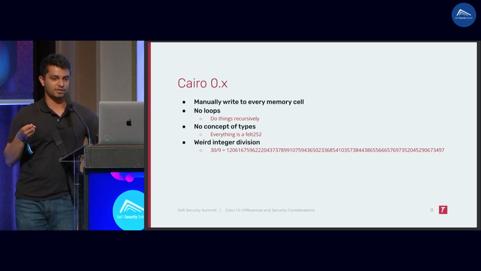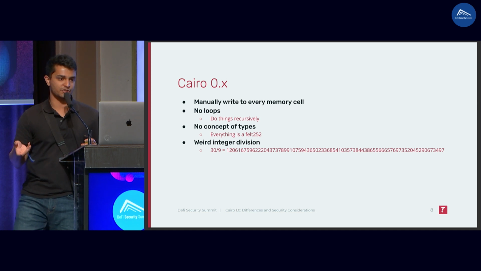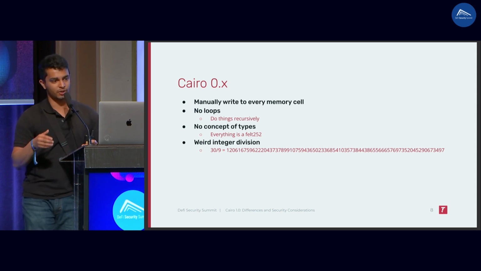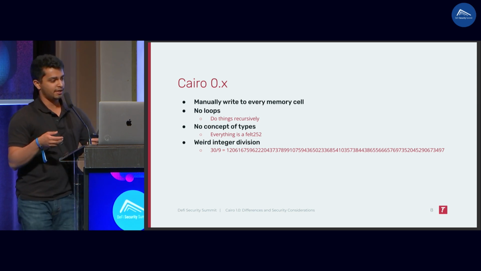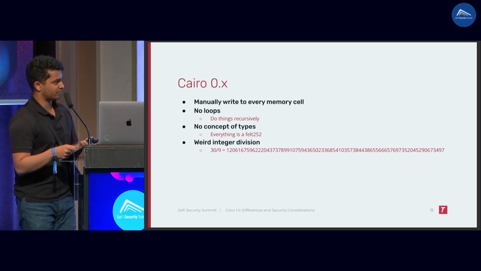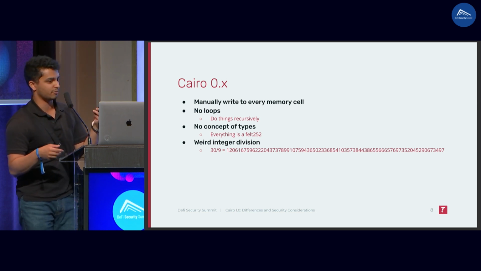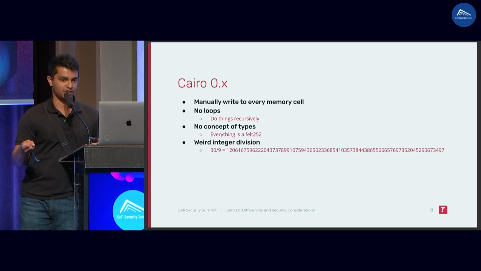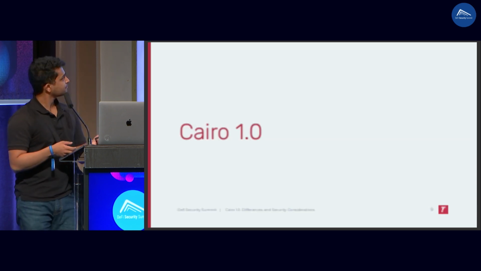Another caveat is that you have weird integer division. In Cairo, there's this invariant: x divided by y times y always equals x. That will always hold, so you don't have truncated integer division, and that's why you have really weird situations where something like 30 divided by 9 is a huge number, because in modular arithmetic the invariant x divided by y times y will always hold.